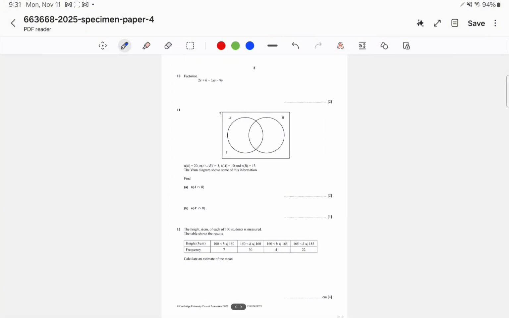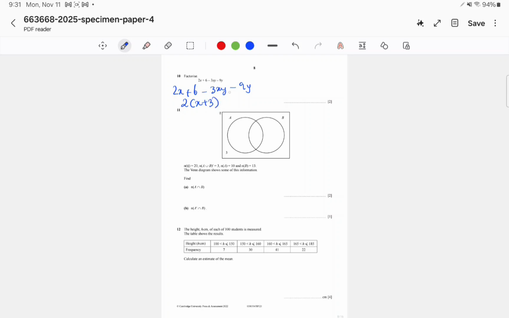Okay, next question, factorize 2x plus 6 minus 3xy minus 9y. I will write this way, 2x plus 6 minus 3xy minus 9y. Take the common thing 2. Okay, it is x plus 3.